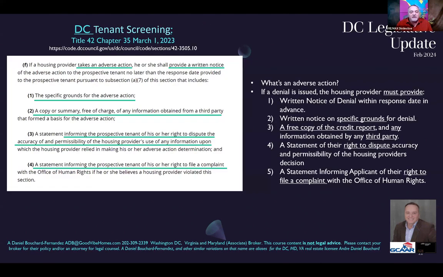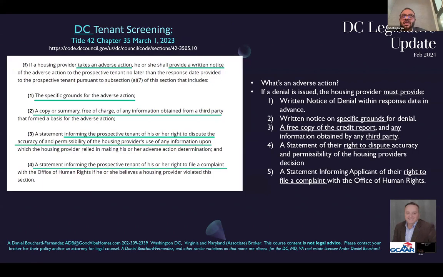Okay. So that's basically the end of that discussion for chapter 35 of title 42. Before you move on, can you deny someone based on an eviction, a prior eviction, and a criminal record? Yeah, we're going to talk about that next.